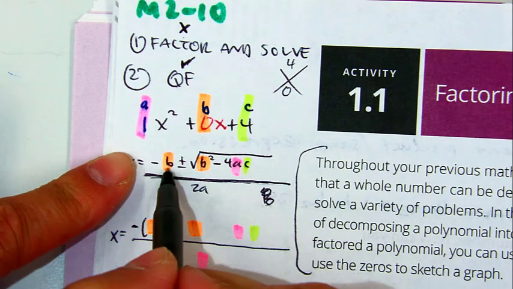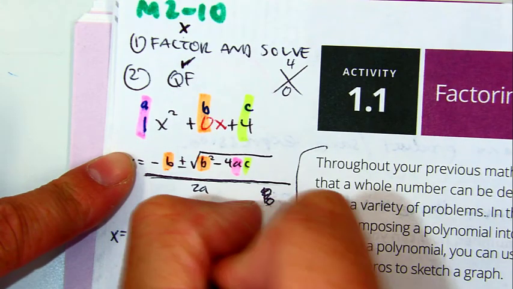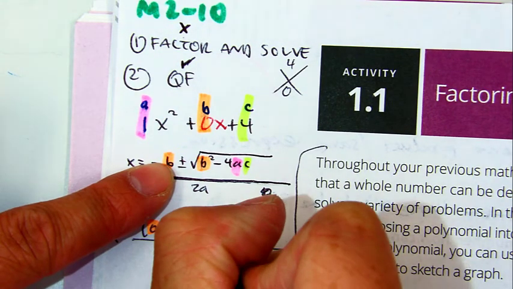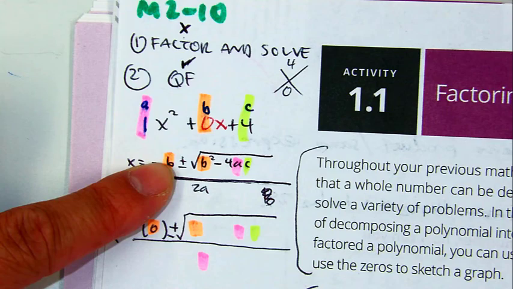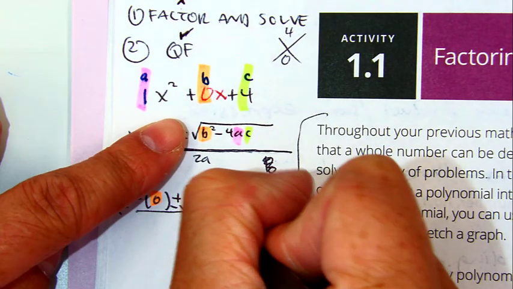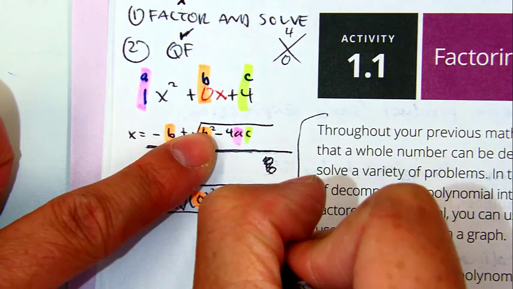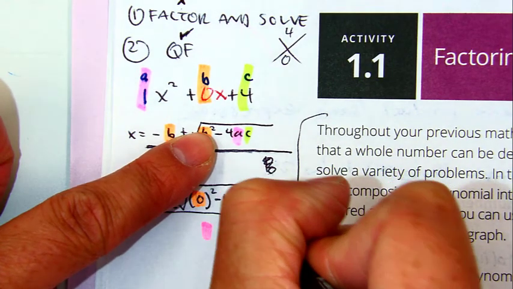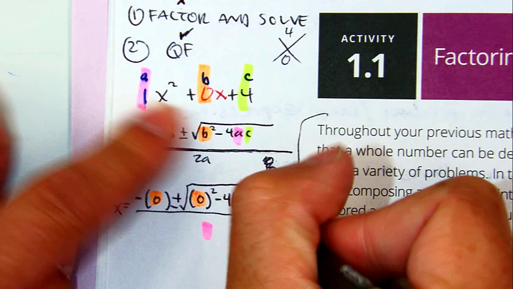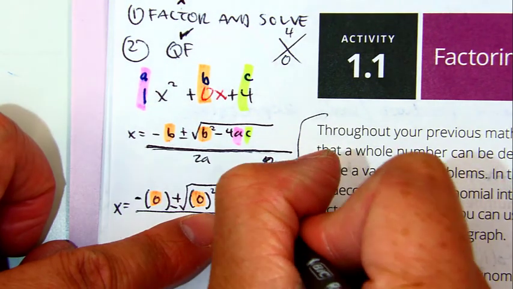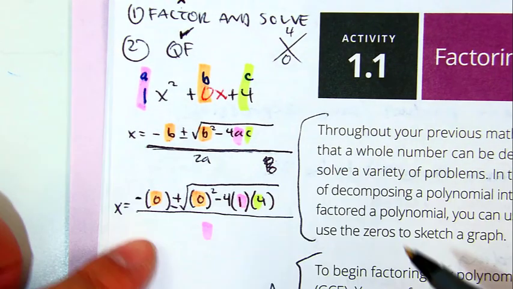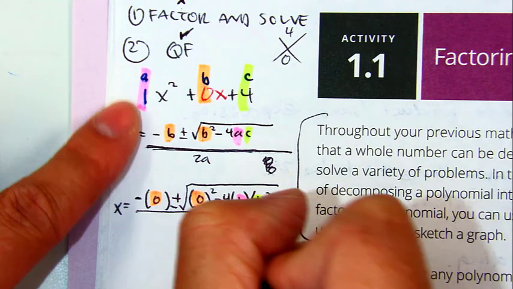So my b value is 0. I have plus or minus the square root. My b value is 0. I have minus 4. My a value is 1. That's what I'm putting in there in pink. And my c value is 4. All over 2 times 1.